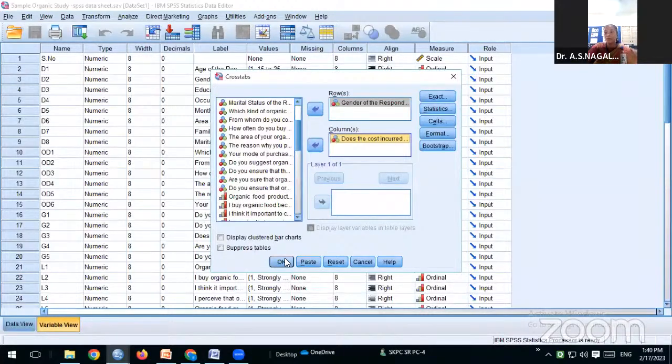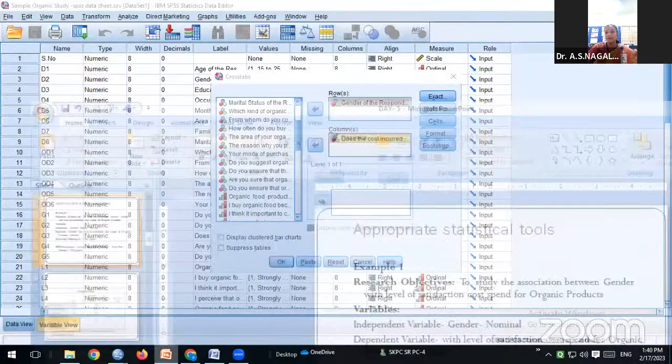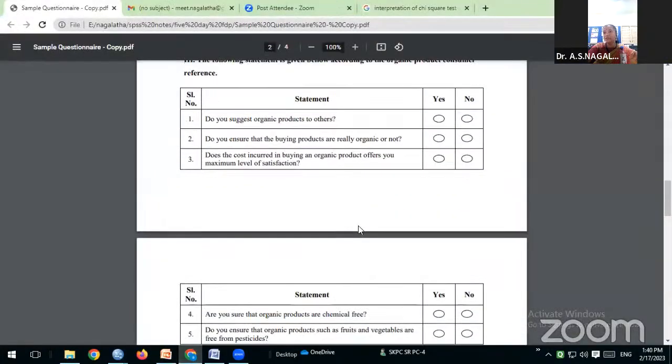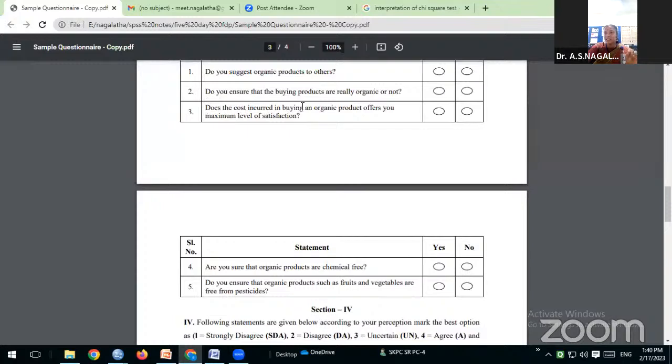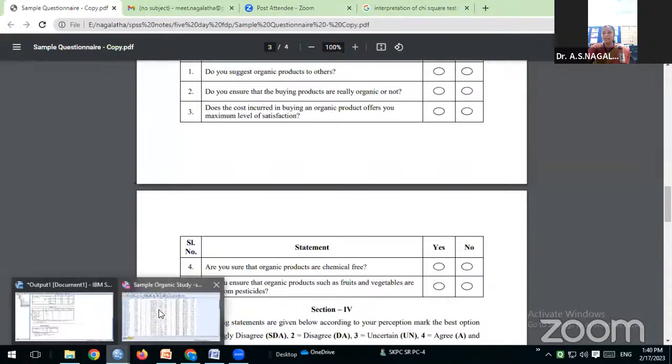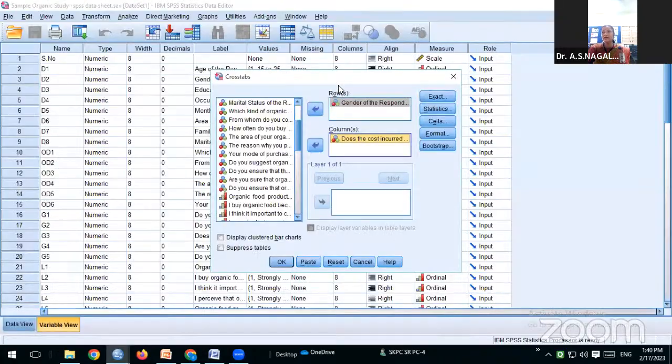It's also a yes or no question. For your knowledge, I would like to show it here. This is the question: does the cost incurred in buying an organic product offer you the maximum level of satisfaction? It is a dichotomous question, yes or no, so it is a categorical variable. I am checking this for the application. Here we go, so I've taken the independent variable and dependent variable.